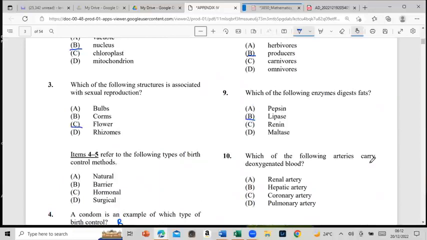Which of the following arteries carry deoxygenated blood? A, the renal artery, B, the hepatic artery, C, coronary artery, or D, the pulmonary artery. And that is the coronary artery.